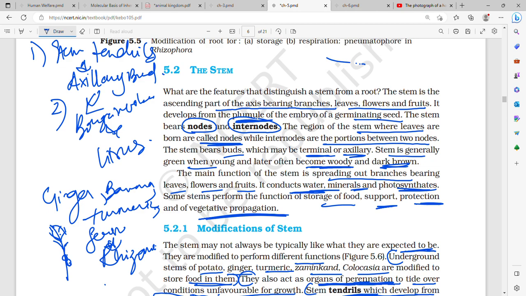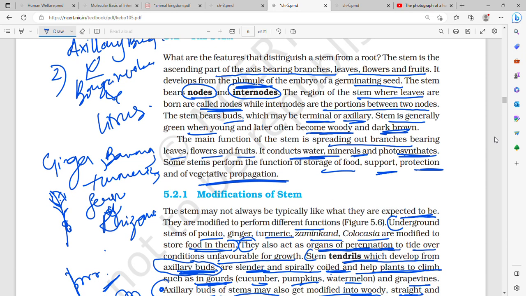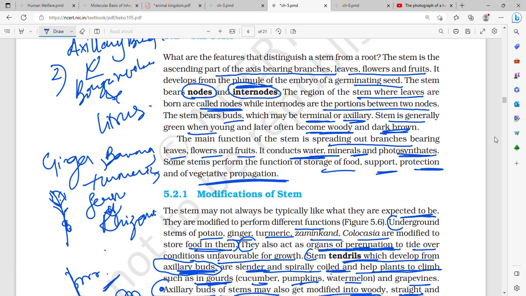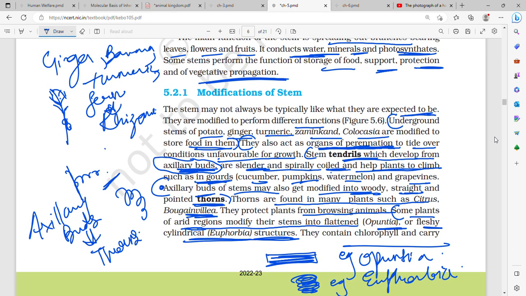So the main function of the stem is that it bears branches, leaves, flowers, fruits, and it conducts water, minerals, and photosynthate. That is your phloem also through the stem only. That is the food after photosynthesis from the leaves reaches different parts of the body. And some stems perform the function of storage of food, support, protection, and vegetative propagation. That is, from that stem an entire new plant can originate.